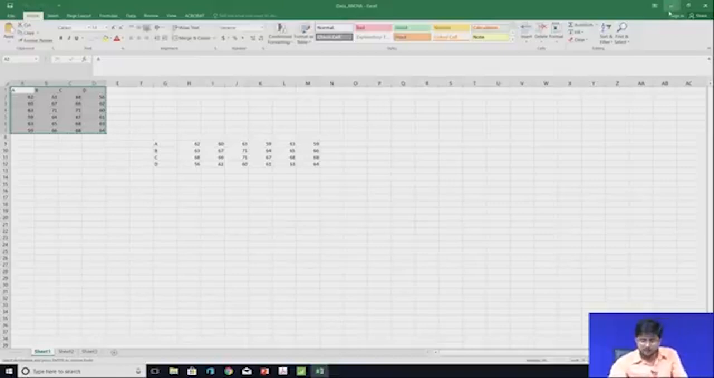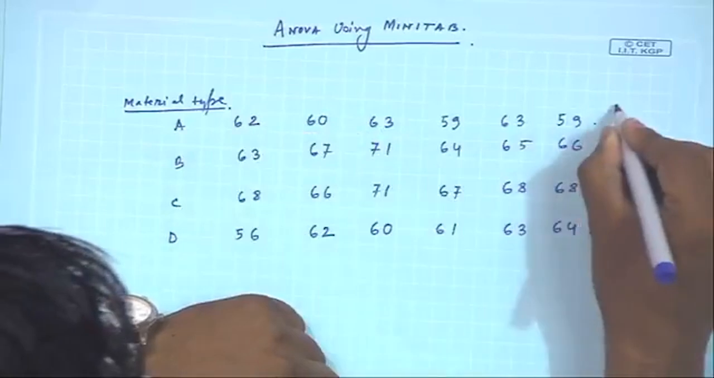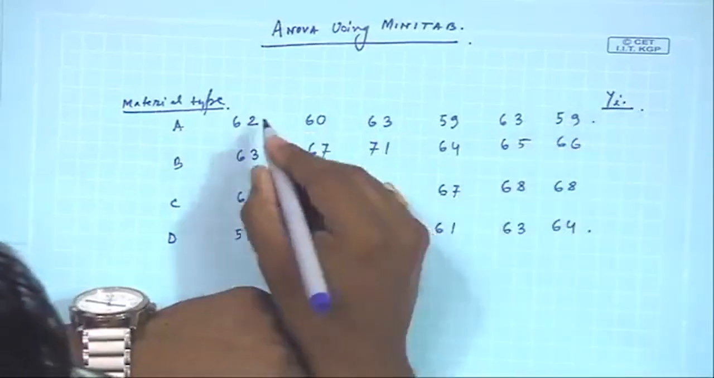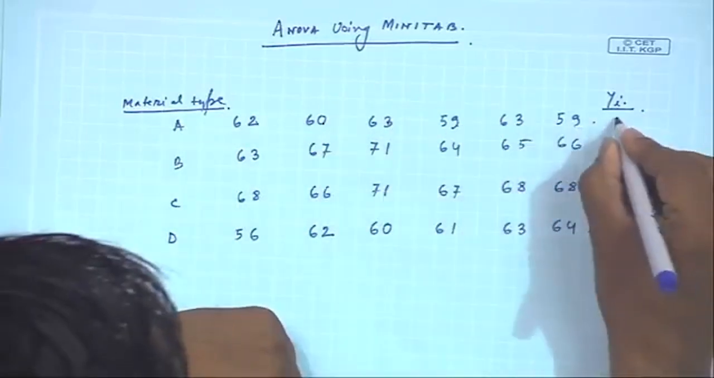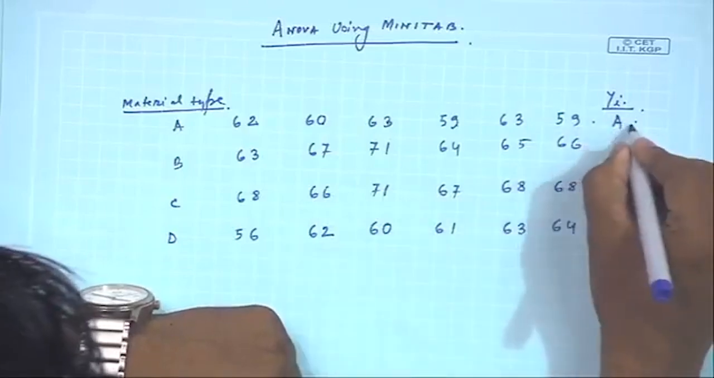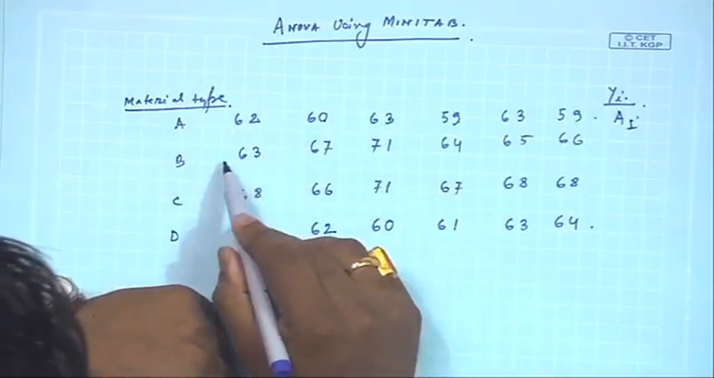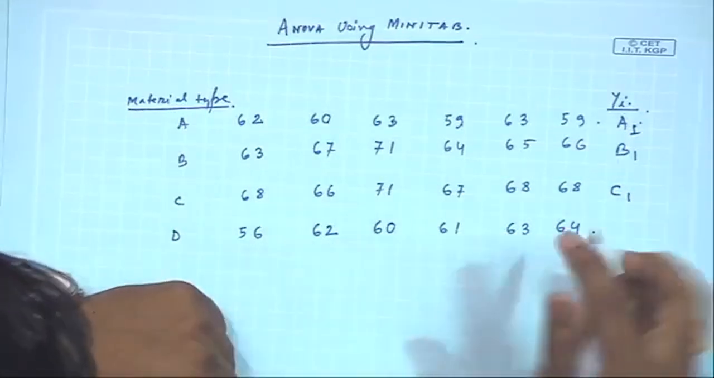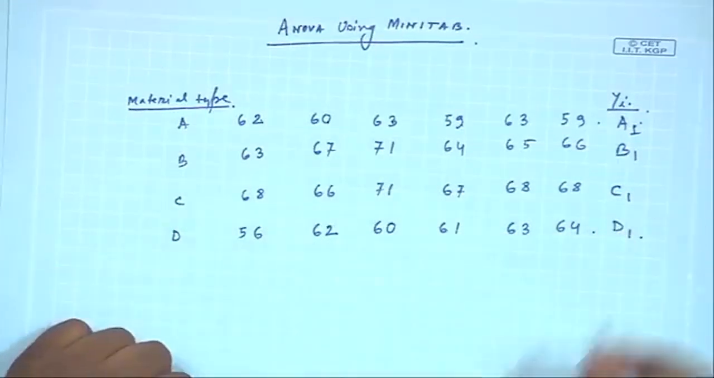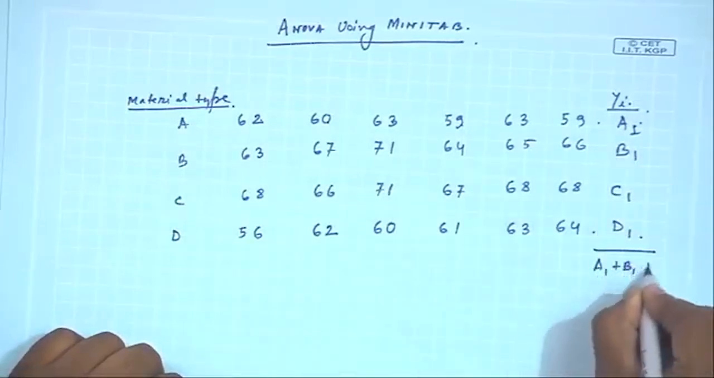So, manually, when we analyze ANOVA, what do we do? First we add all the values. Suppose in this section this is y i dot, what we do? We add 62 plus 60 plus 63 plus 59 plus 63 plus 59. Suppose we have got A, sorry, this will be A1 to differentiate from this type. Then for B again we will add this, so we will get B1. For C again we will add this, we will get C1. For D it will be D1.